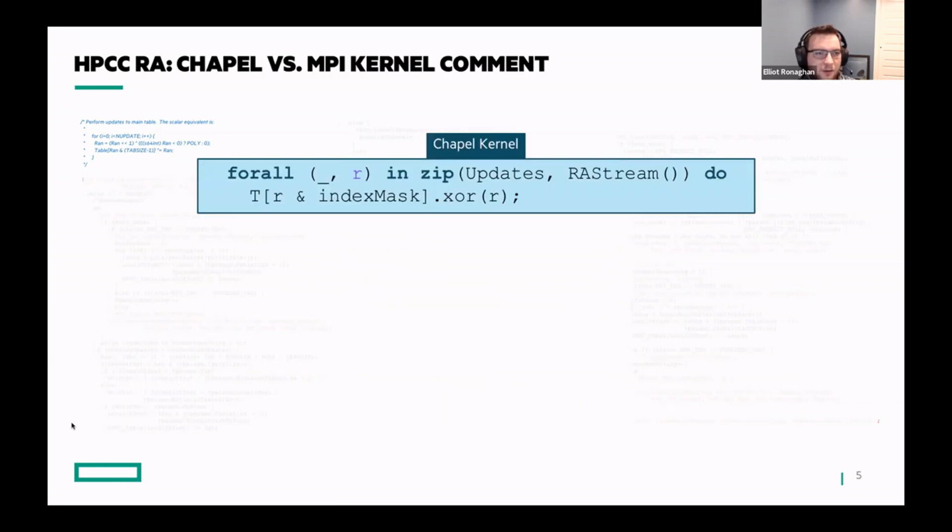And what I want to highlight here then is this is the equivalent Chapel kernel. The basis of what we have here is a forall, which is a data parallel loop. So we have a forall over the updates domain and this random access stream, which is going to yield our random indices. And then we have T at our random index, XOR the random value.